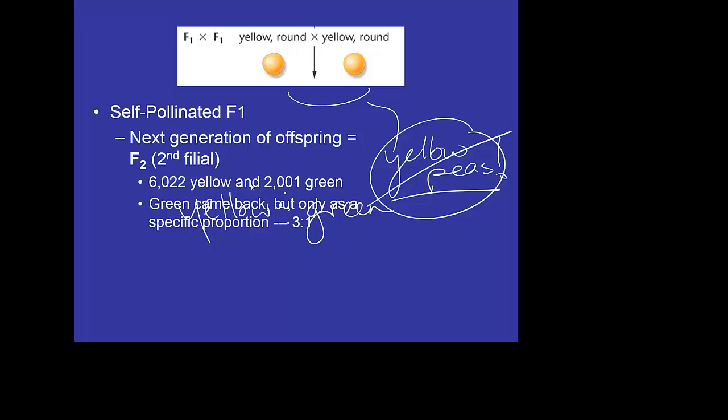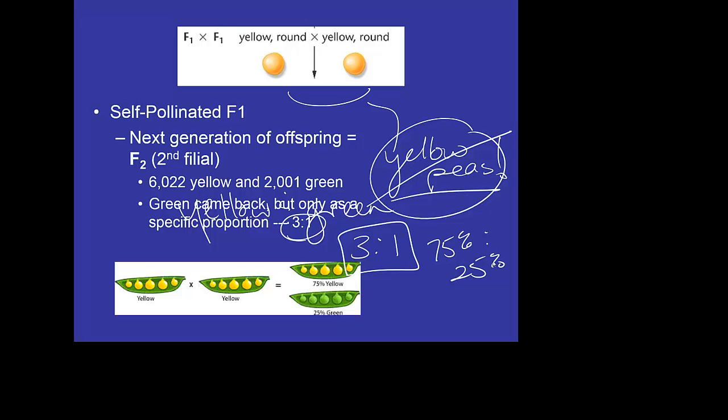So he's got yellow peas and green peas. The green comes back, but always in this 3-to-1 ratio, or 75% to 25% yellow to green. All right. So what he's got to figure out is, is this every single time? Well, it worked with his flowers. We showed you that he got purple flowers 75% of the time. He got white flowers 25% of the time. He got yellow peas 75% of the time. He got green peas 25% of the time. Is this going to keep going? Is this just kind of the way everything is?